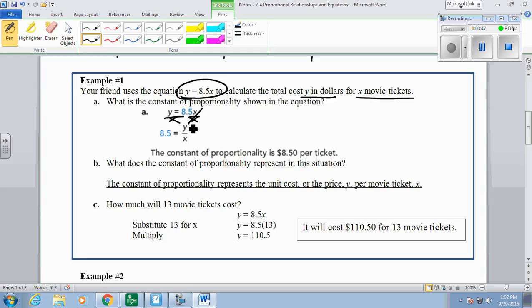What does the constant of proportionality represent then in this situation? The constant of proportionality represents the unit cost or unit price, y, per movie ticket x. We can then use the equation that they gave us, y equals 8 and 5/10 x, to figure out how much 13 movie tickets will cost. If we look back to what our x and y represented, x was the movie tickets, so if you substitute 13 in place of x, and then multiply, you'll get that it costs $110.50 for 13 movie tickets.